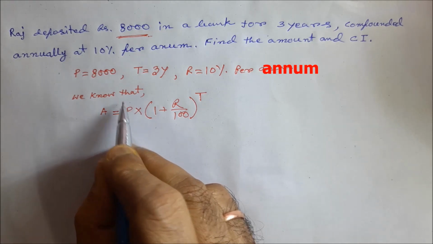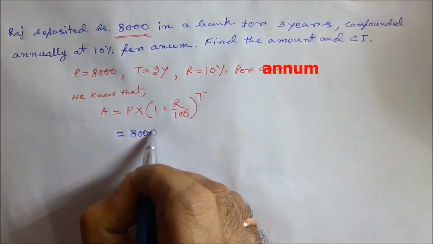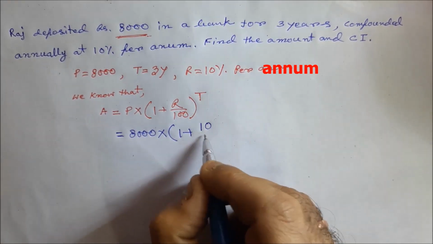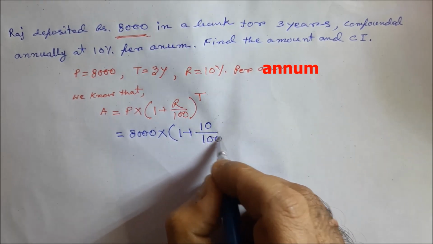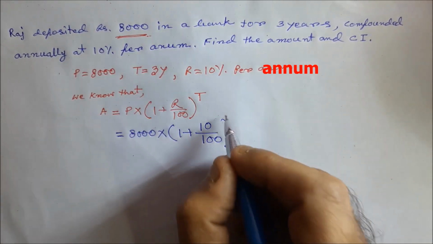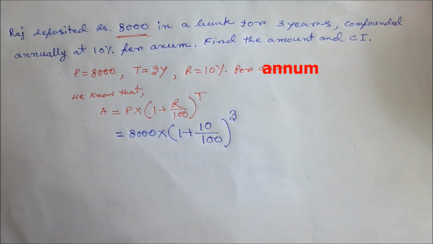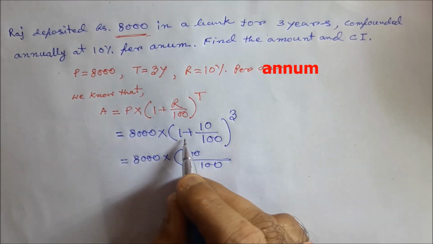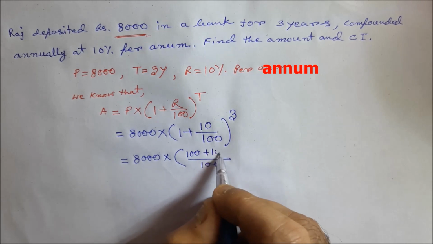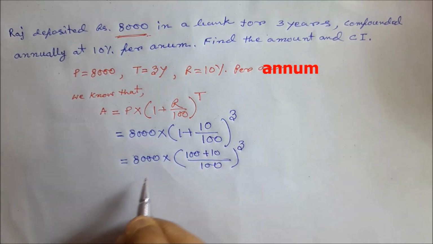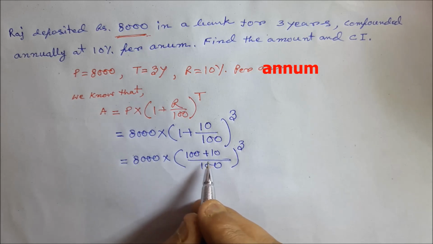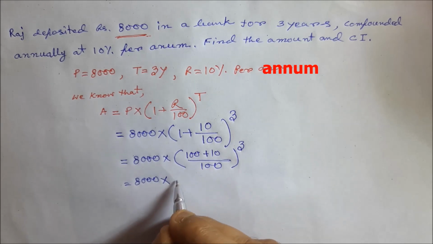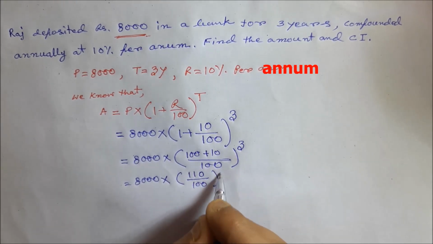Now substitute the value of P over here. So that must be 8,000 multiplied by (1 plus R). What is the value of R? That is 10%. So let me write it down, 10 by 100 whole to the power t. t means 3 years, so this is 3. Now let us calculate it. 8,000 multiplied by, so this is fractional addition, 100 plus 10 over 100 and then whole to the power 3. I'm not explaining fractional addition; you are already familiar with this. So 8,000 multiplied by (110 by 100) whole to the power 3.